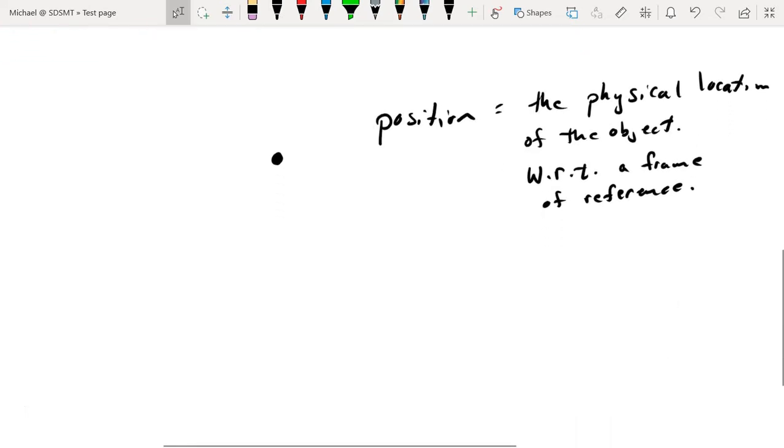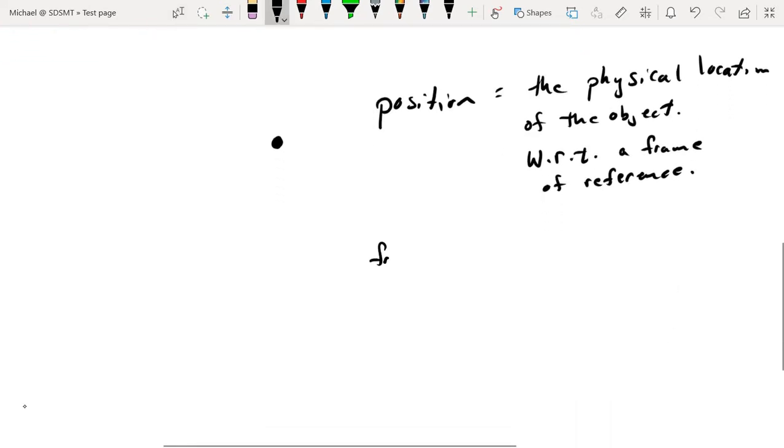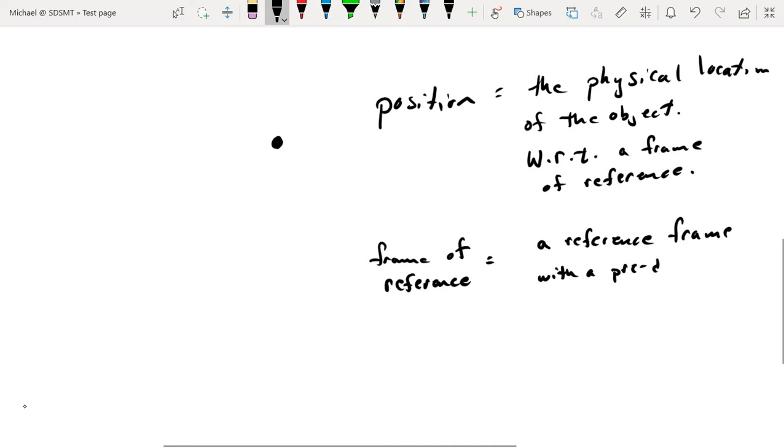So that brings about another definition. What is a frame of reference? Well, this is going to be a reference frame with a predetermined origin.